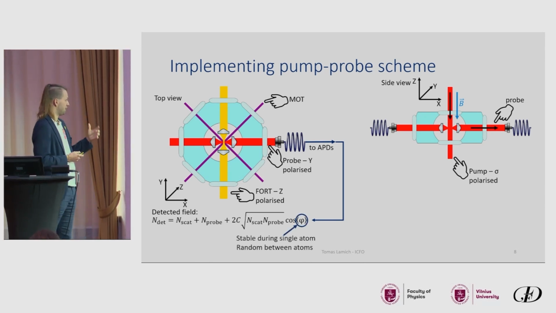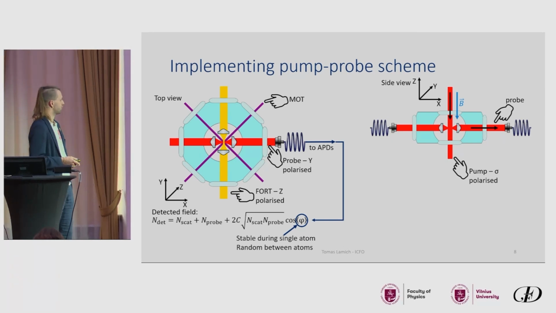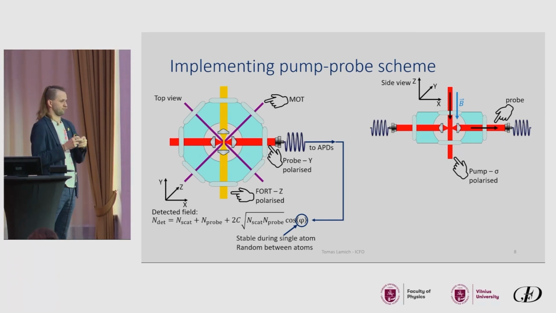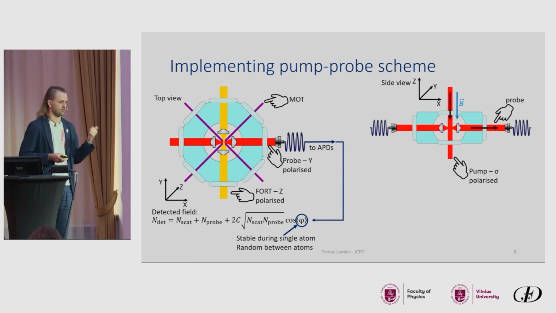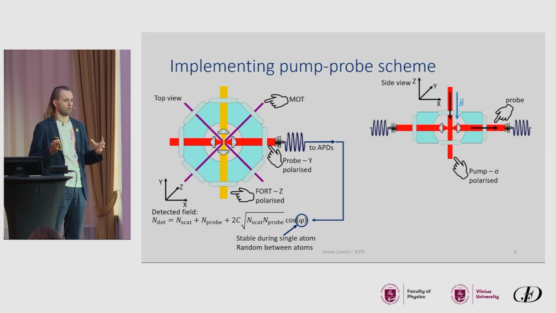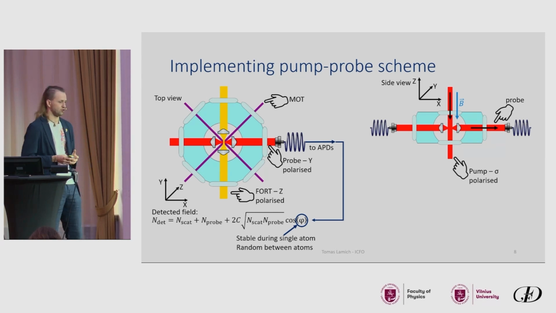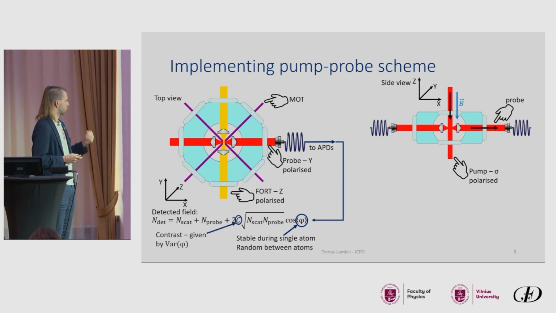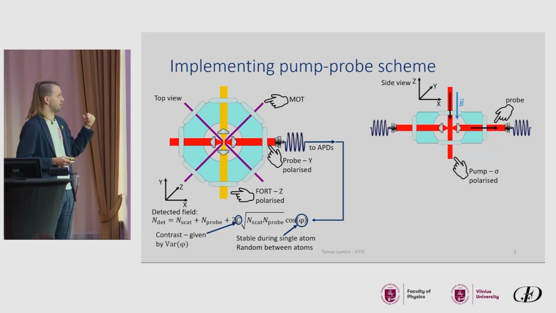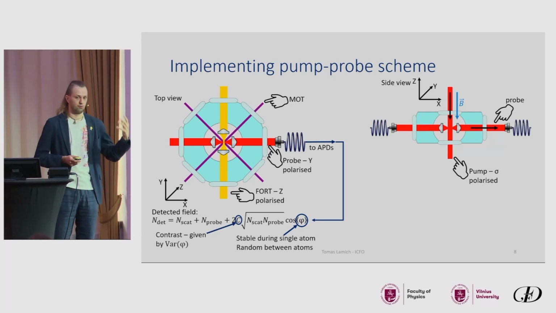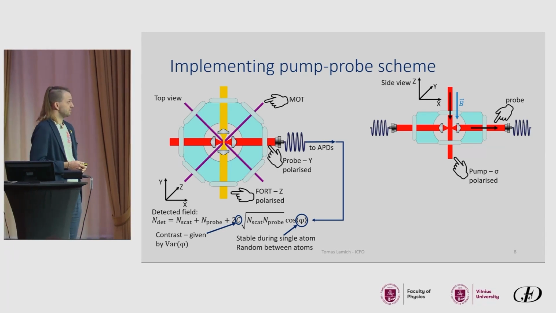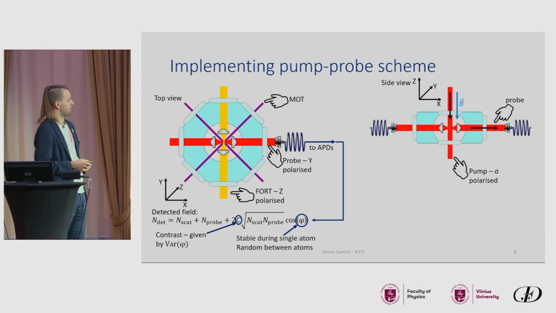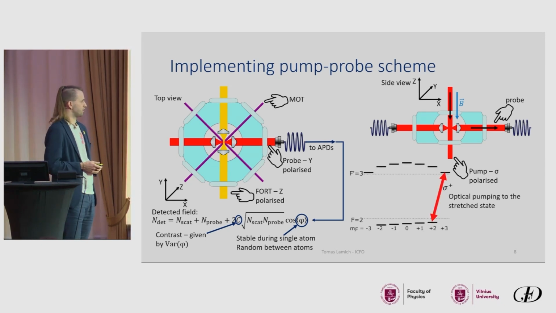Now, we have two things in the interference term. First, we have the average phase, which is the phase a single atom would have. We consider this phase to be stable for a single atom, but to be completely randomized between any two different atoms. And we have this contrast factor, which is given by the variation of the phase, so mostly by the atomic localization. And this scheme also allows us to have a well-defined quantization axis, so we can optically pump the atom into the stretch state.